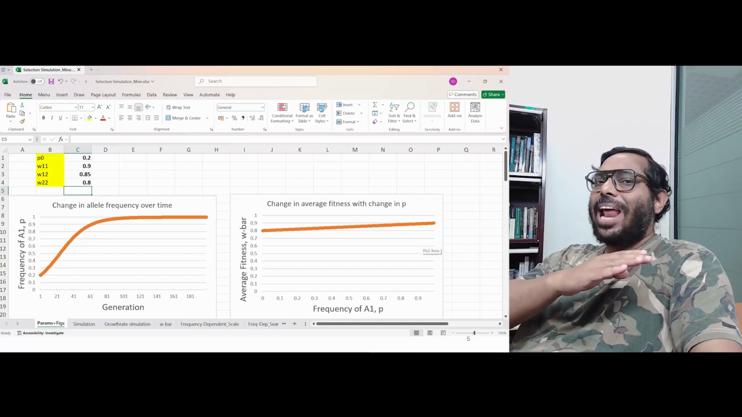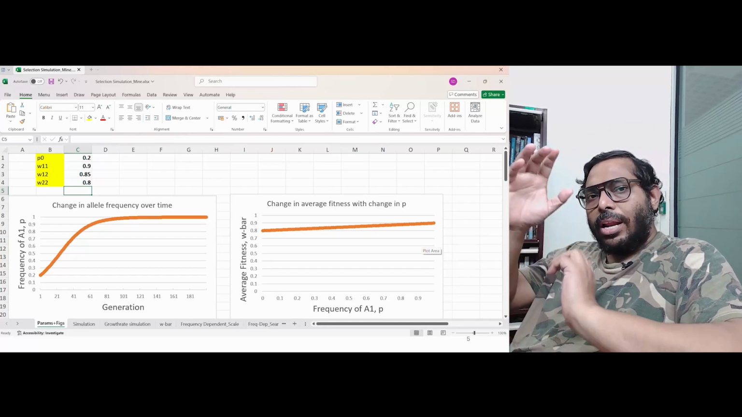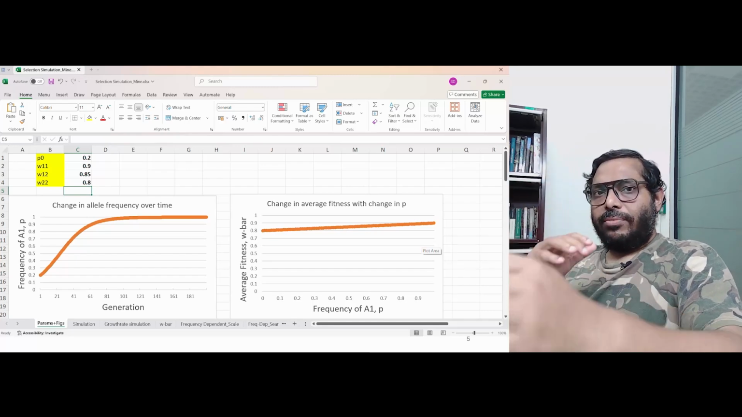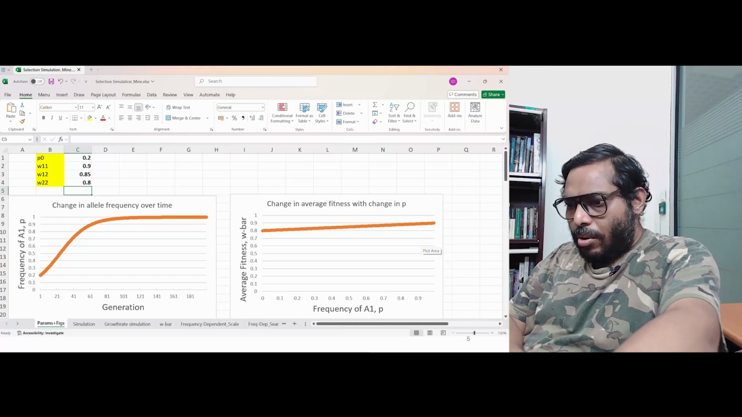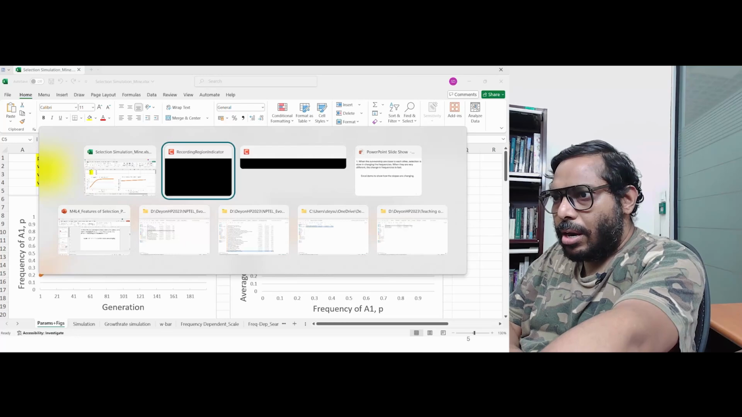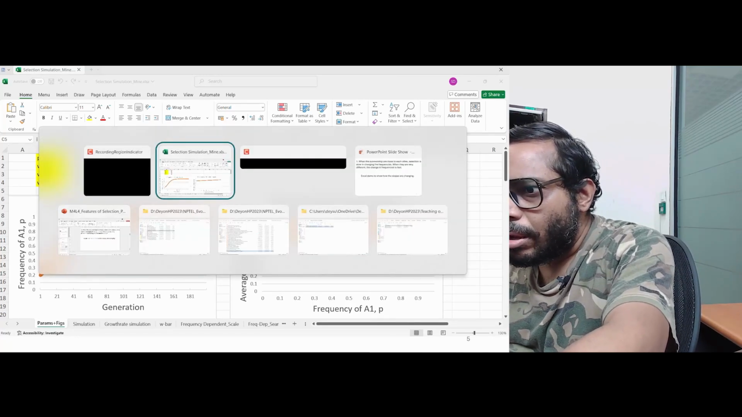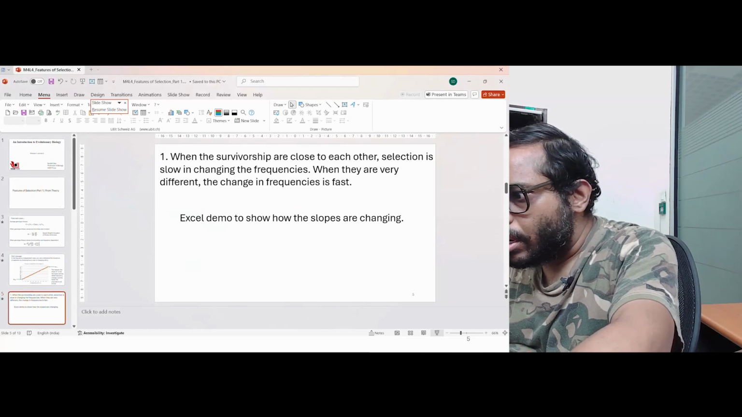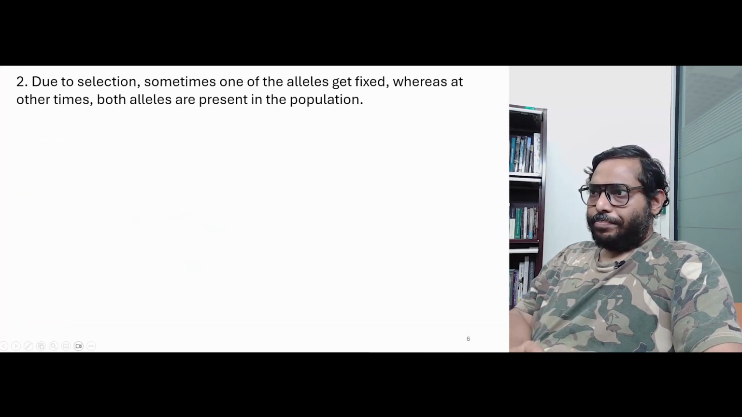Okay, it has become much flatter. So, this tells you that the greater the difference in the relative frequencies, the faster things will happen, and vice versa. Okay, so that explains our point 1, and now we go back to our PowerPoint. So, what was our second point?